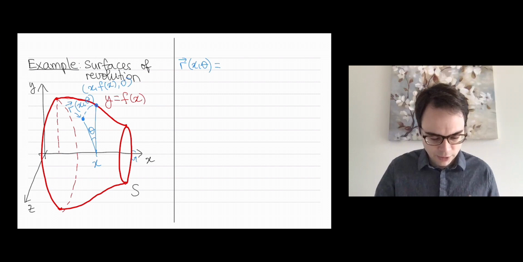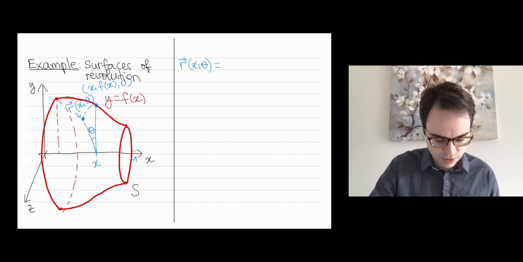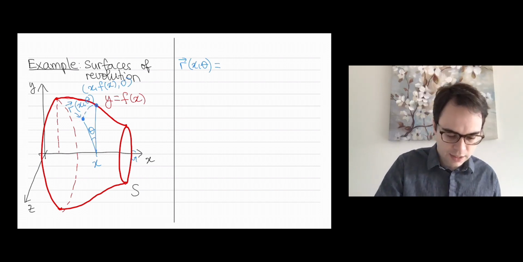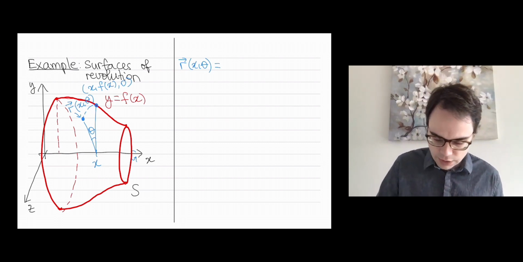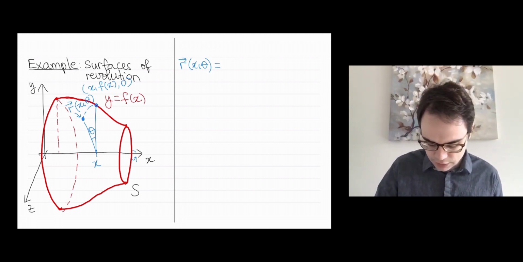So here's how I'm going to get a point on the surface. I just fix a value of x. This gives me a point in the original graph, and then I rotate it by theta. I'm rotating it in the YZ plane. Here's an interesting thing. Let me draw the YZ plane over here.